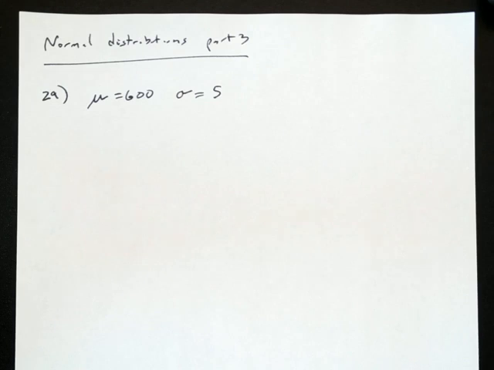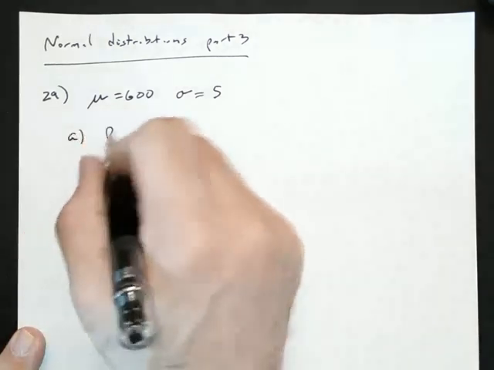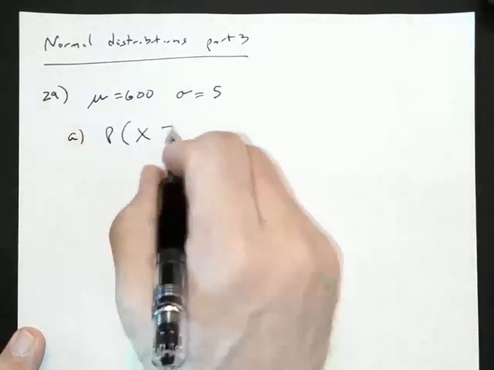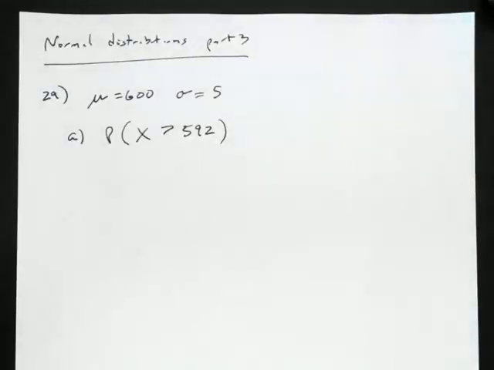This is problem 29 out of the text. We have a liquid soap dispenser, and the average volume is 600 mils, and the standard deviation is 5 mils. Now we want to look at, if we pick up a bottle, what is the chance that the amount of soap is greater than 592 milliliters?